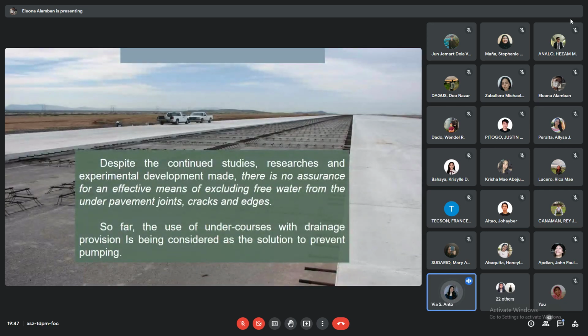Despite the continued studies, research, and experimental development made, there is no assurance of an effective means of excluding free water from under pavement joints, cracks, and edges. So far, the use of undercourses with drainage provision is being considered as a solution to prevent pumping.